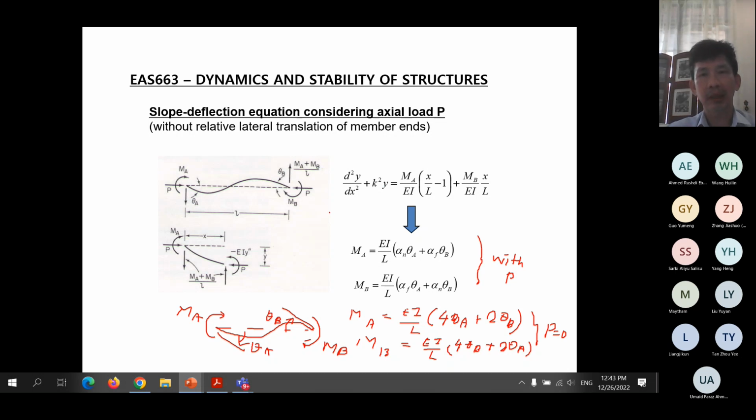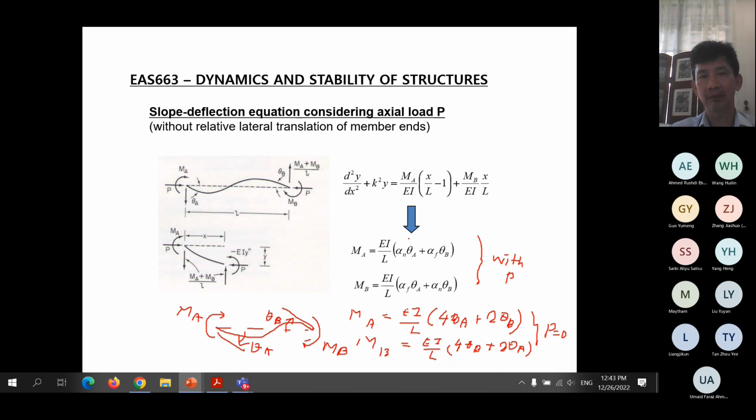So we are going to look at how these equations are being derived. Okay? The derivation process is a bit lengthy, but we will just go through how the equations is being derived. Okay? And for slope deflection equations, we look at the derivations for two different cases. Okay, the first one is without relative lateral translation of member ends, which is this member and this member, they do not translate relative to each other.